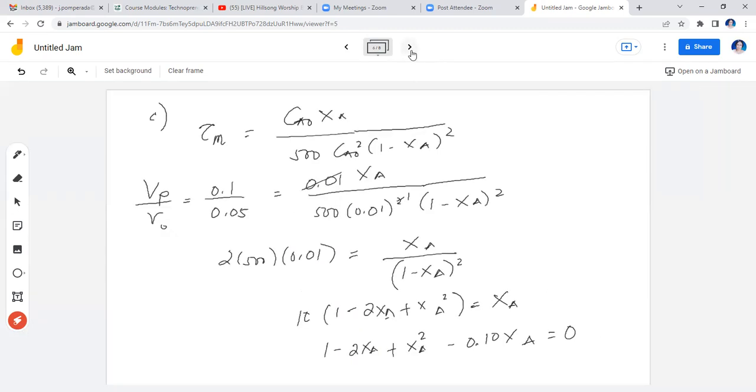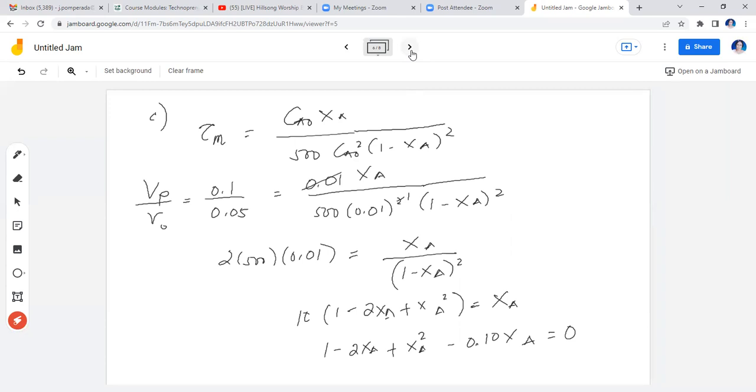Now, what if in letter C, you are going to use a mixed flow reactor which has a volume equal to that of the plug flow? So it's asking, let's say you're going to use a mixed flow reactor as small as the plug flow, which is only 0.1 liter. What degree of conversion is expected?